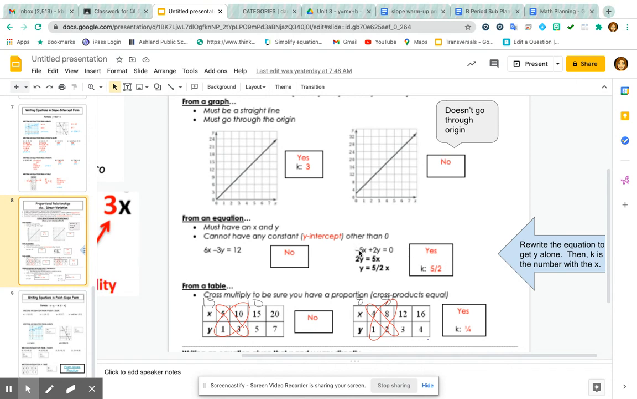This next one, if I rewrote it, I would send over the negative 5x as positive 5x. So I'd have 2y equals 5x, and then I would divide both sides by 2. So I would end up with y equals 5 over 2 x. There is no extra number being added or subtracted to make this equation work. So it is a direct variation. And the k is 5 over 2 because that's my slope.